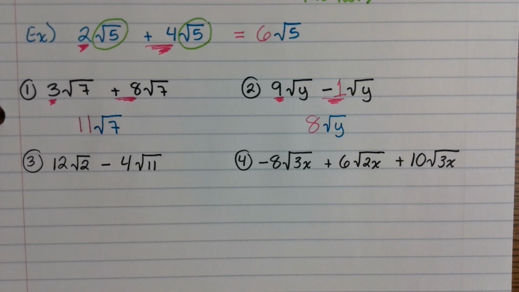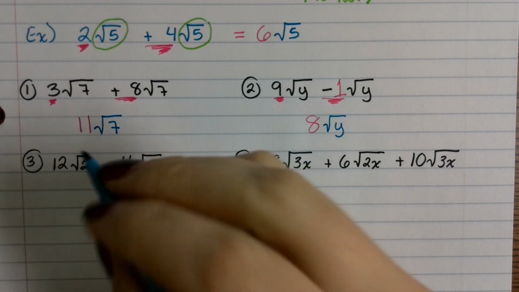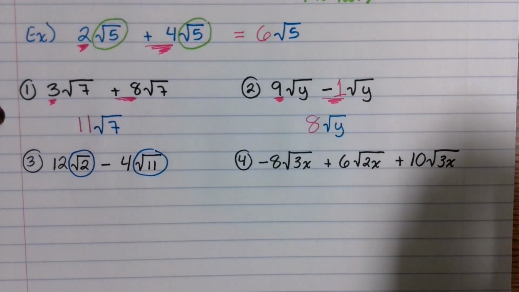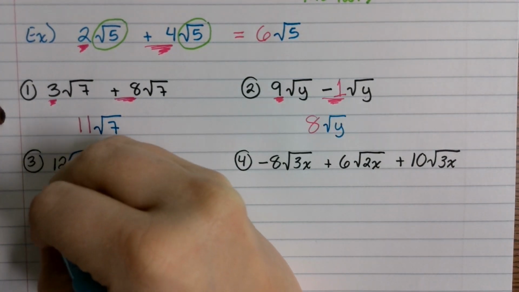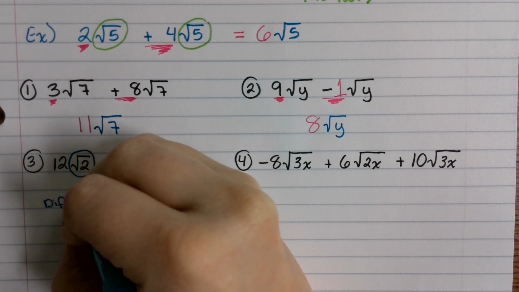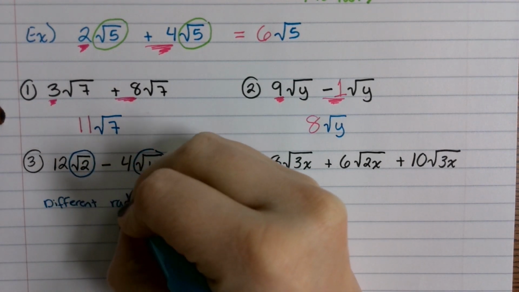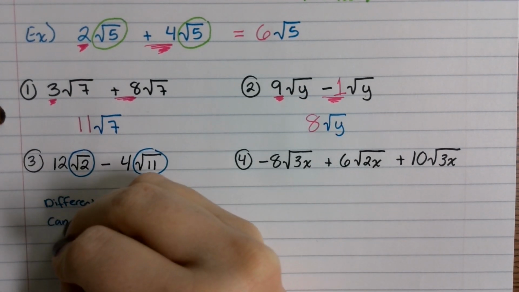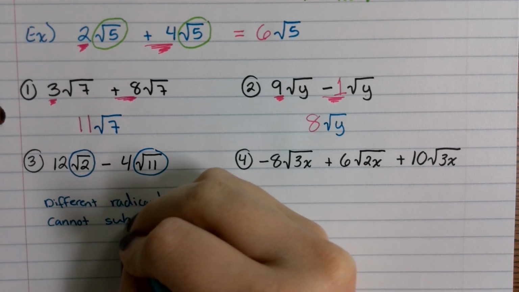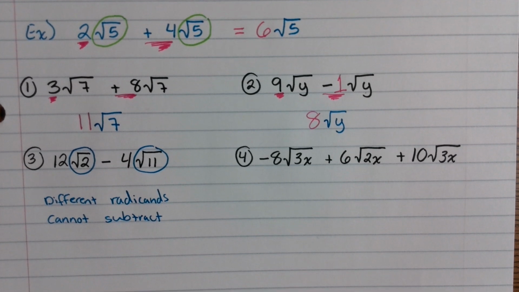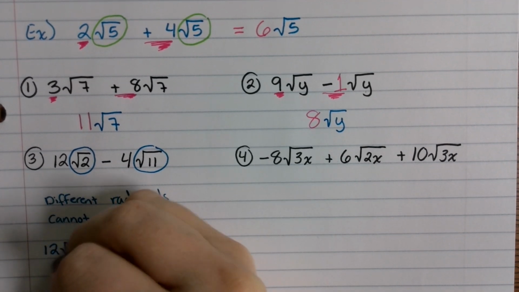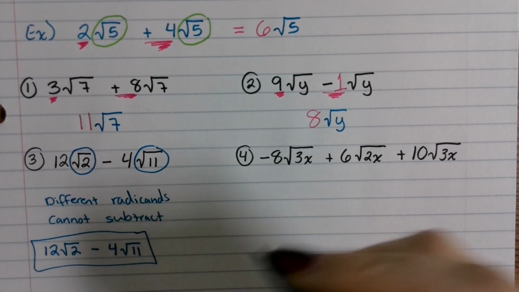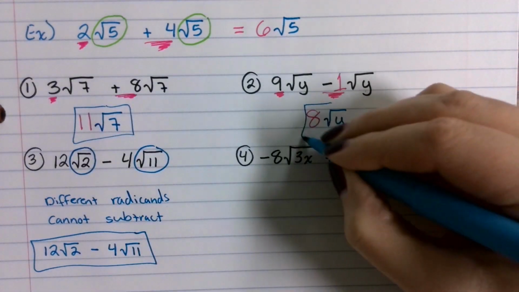That's your final answer. That was a trick because of the fact that they are different radicals, or different radicands, we'll put it that way. So you cannot subtract. So your final answer is going to be 12 square root of 2 minus 4 square root of 11. That is it. That's as simplified as that will get.